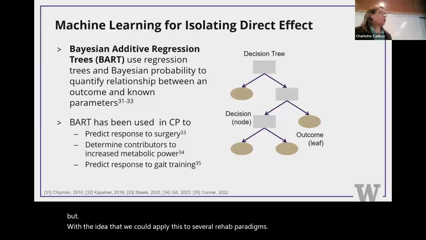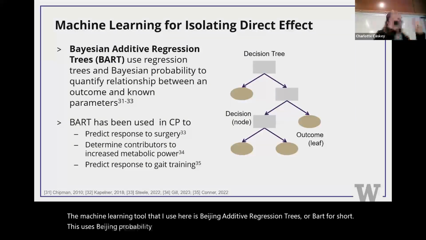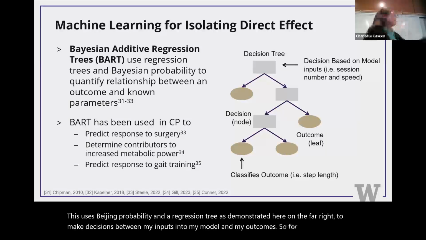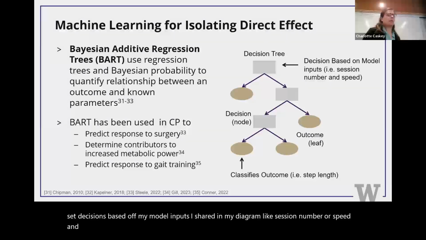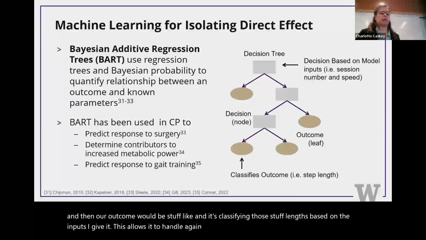The machine learning tool that I use here is Bayesian additive regression trees, or BART for short. This uses Bayesian probability and a regression tree, as demonstrated here on the far right, to make decisions between the inputs into my model and my outcomes. So for example, it would set decisions based off my model inputs I showed in my diagram, like session number or speed, and then our outcome would be step length, and it's classifying those step lengths based on the inputs I give it. This allows it to handle, again, those nonlinearities in the data.